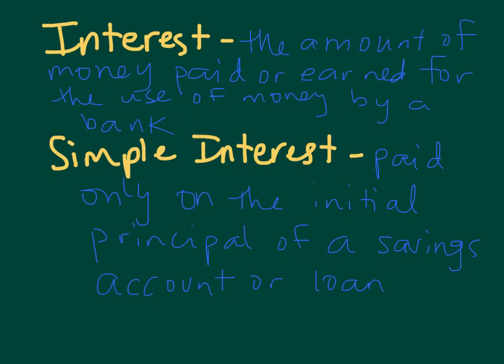Okay, so interest is just the amount of money paid or earned for the use of money by a bank. So when you put your money into an account, the bank pays you interest for being able to use your money. Simple interest is when interest is paid only on the initial principal of a savings account or a loan. So you only get interest earned on whatever you first put in or you first borrow.